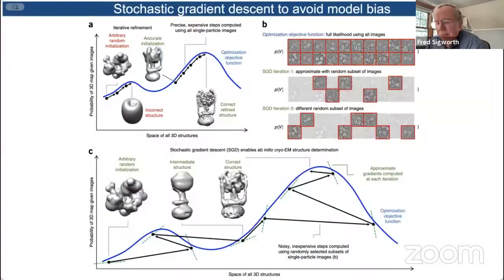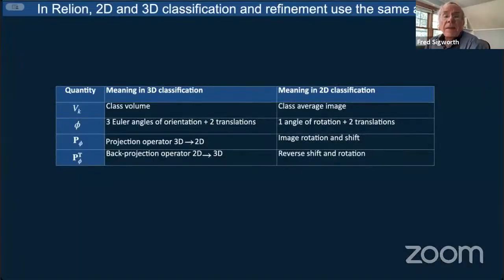Okay. Well, I told you about 3D reconstruction, but it's exactly the same algorithm, and in fact, RELION uses literally the same program to do classification and refinement in 3D and 2D.